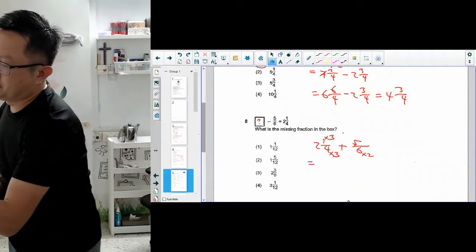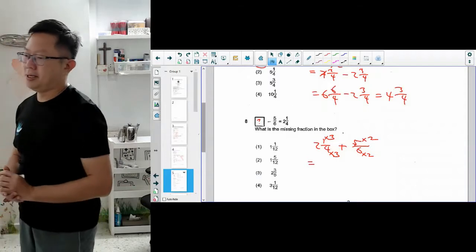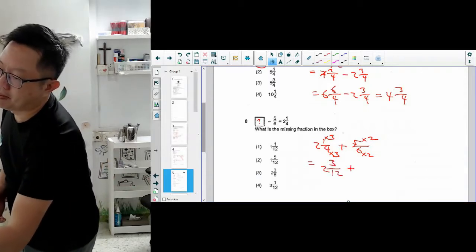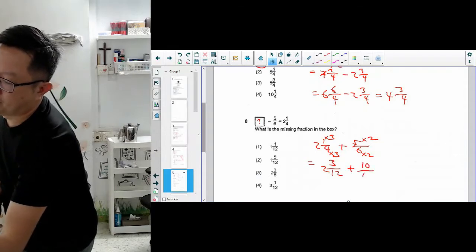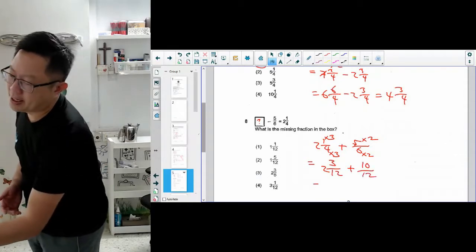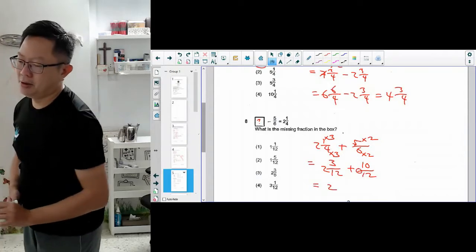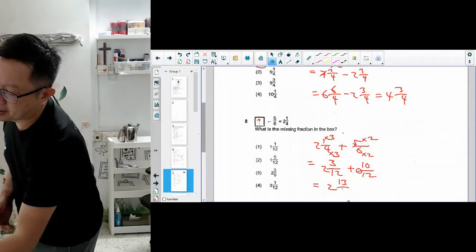So you times 3, and then you times 2. So what is your equivalent fraction? You have 2 3 over 12 plus 10 over 12, and then you will get 2 wholes, and then 3 over 12 plus 10 over 12 will be 13 over 12.